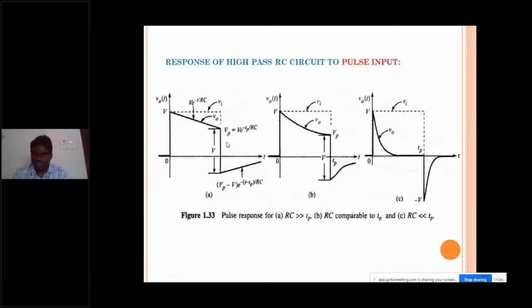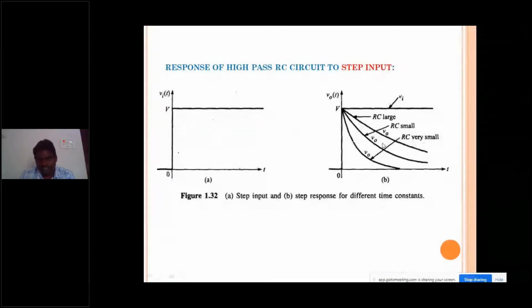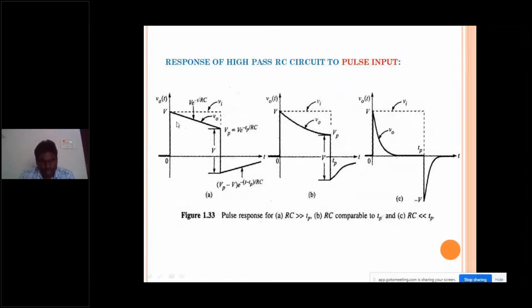Similarly, for the pulse input, it is almost like a square step input. Up to time t equal to tp, this is like a pulse input. For the pulse input, I am applying a signal here. If RC value is large, then it seems to be like an exponentially decaying curve. As RC value is very much large, it seems to be like a straight line. So if RC value is very high, RC greater than TP, then it is a straight line. Then I will get it like this.